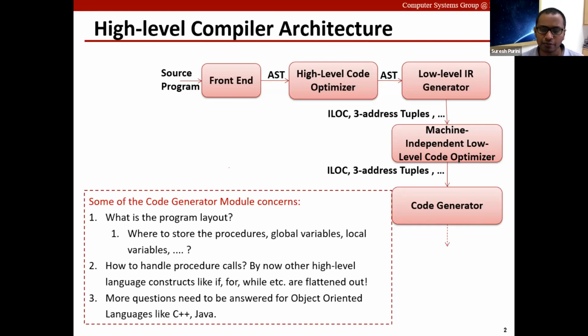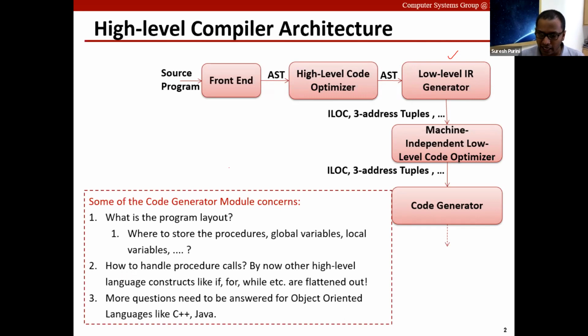AST is abstract syntax representation of the program. After certain optimizations are done on the AST, the optimized AST is given to a low-level IR generator. When we say low-level IR, for example, a sequence of 3 address tuples, or an IR which looks like LLVM IR. Phase 3 of your compiler project is this: how do you design this low-level IR?